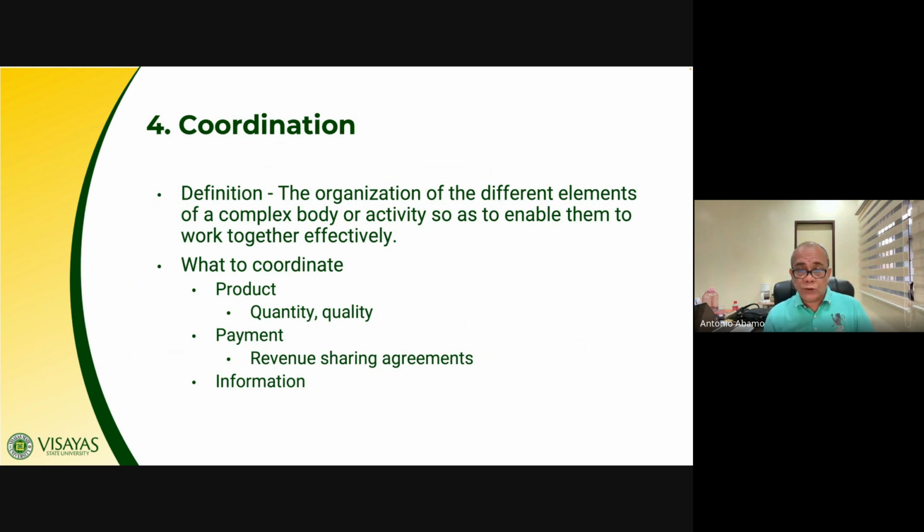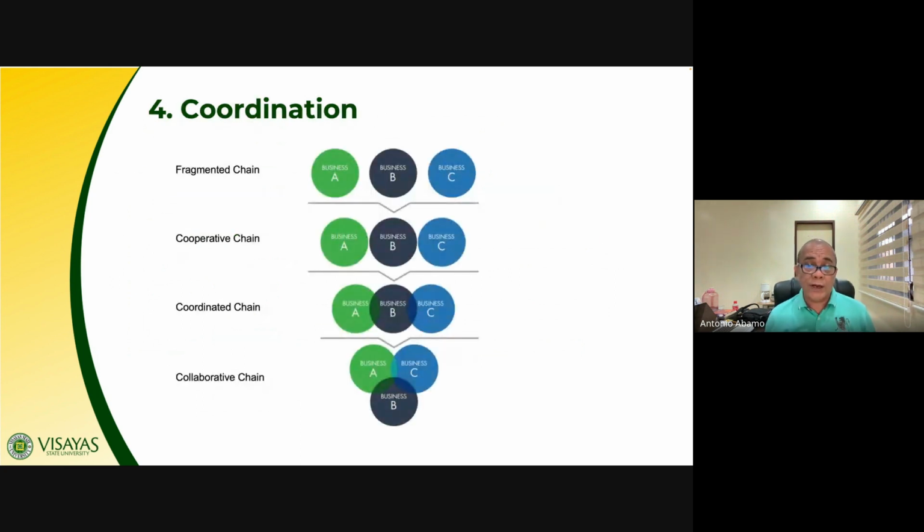If you are well coordinated, the whole alignment of firms until you reach the market works very well. There is a free flow of information, and there is no holding up of items because of not being able to pay. It doesn't exist that way. The payment is free flowing, and the product quality and quantity are also consistent. That is a supply chain with excellent coordination.